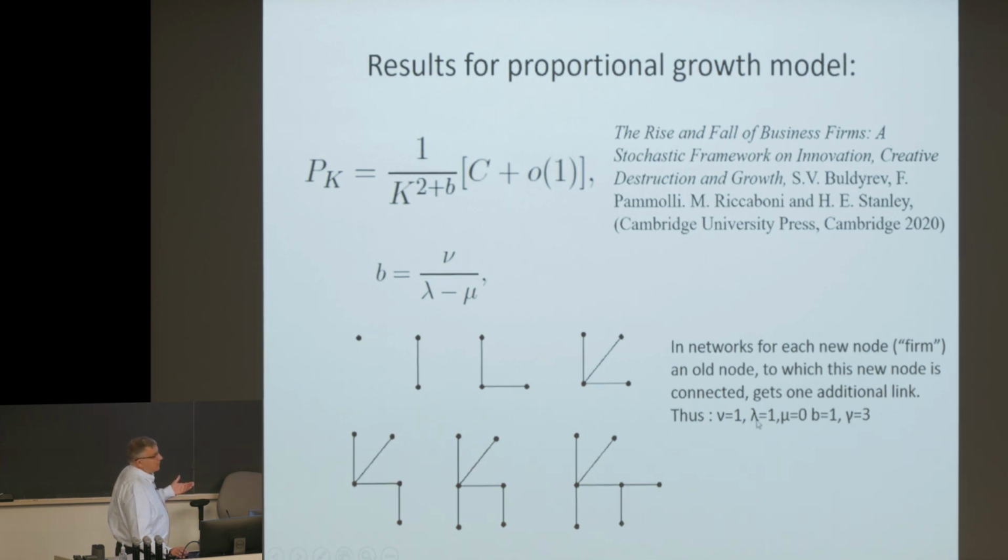So it means that lambda, the growth rate of each node, is proportional to the speed of creation of the new nodes. Nu is equal to lambda, and here mu, the death rate, is equal to 0. So this formula gives you just b equal to 1 divided by 1. So it's just inversely proportional to k to the third power.